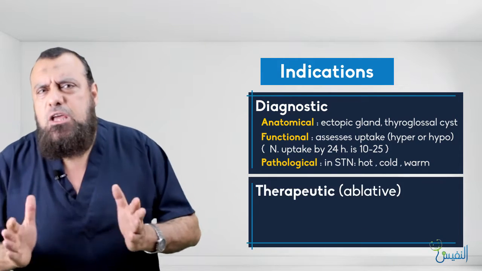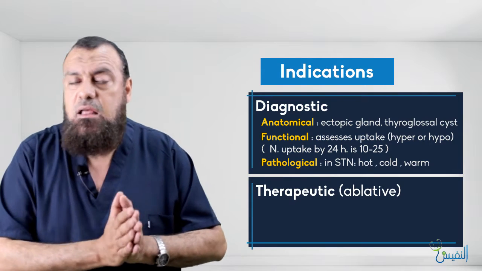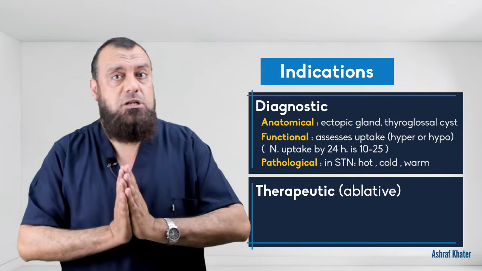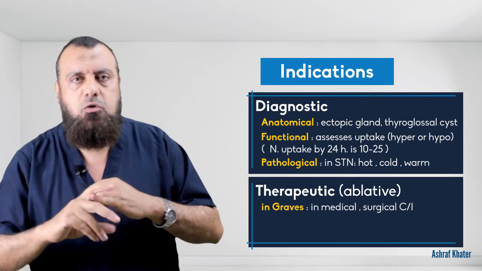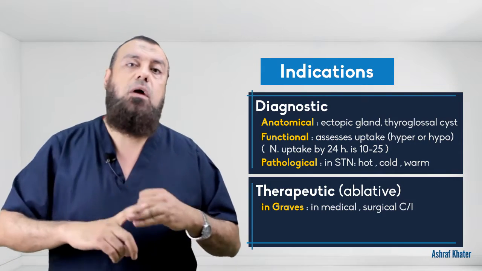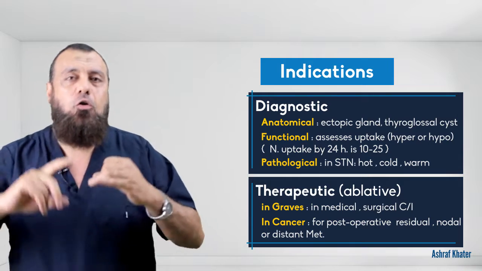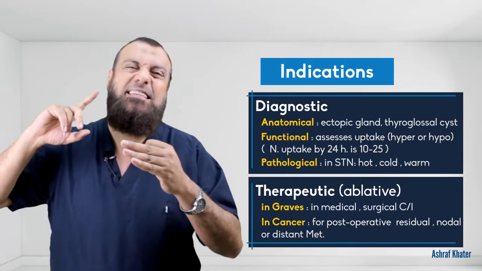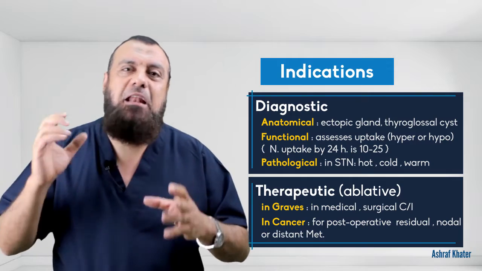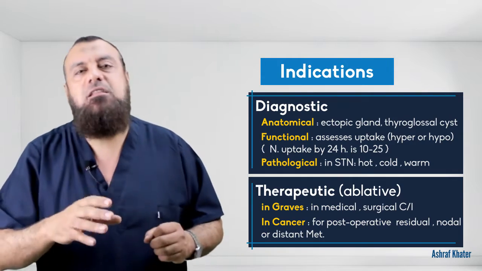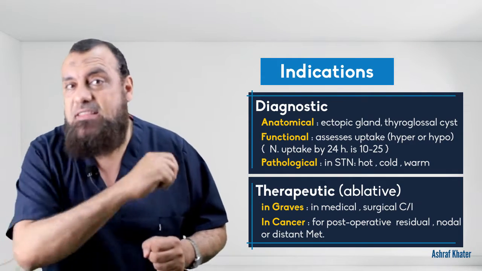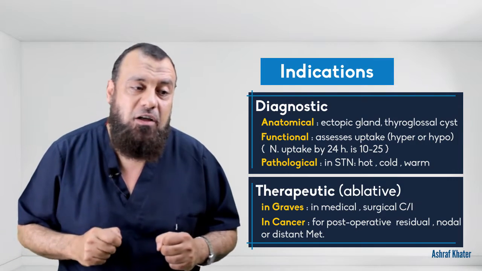And about the therapeutic uses of the thyroid scan, of course, number 1, it is for ablation in cases of Graves' disease when it is indicated. Number 2, ablation for malignancy, if there is residual or nodal metastasis or distant metastasis. It is ablative, mainly iodine 131. It is the ablative use of thyroid scan.